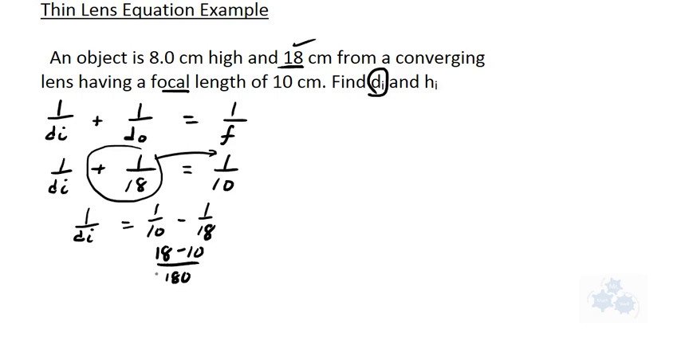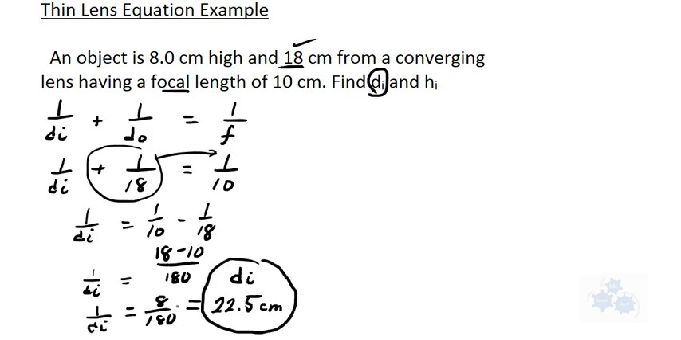Does that look okay? So it would end up that 1 over di would be 8 over 180. Did you get that for an answer? And then down to a decimal or a fraction there. So what did you get for an answer there? Did anybody get about 22.5? Okay. So there's your di, 22.5 centimeters. Now, I guess I did skip a step there, though.